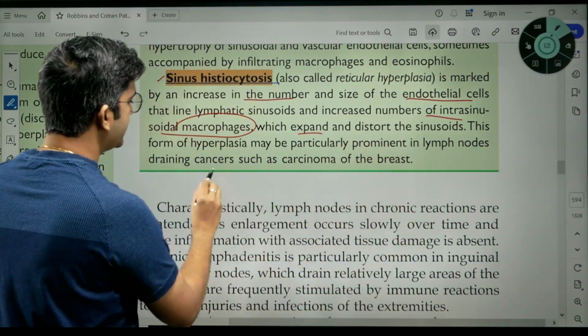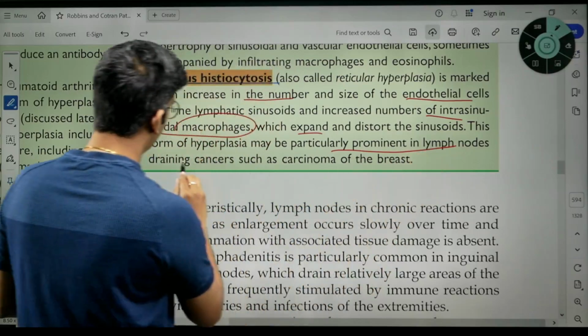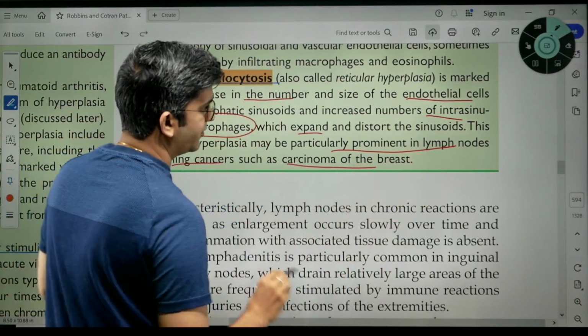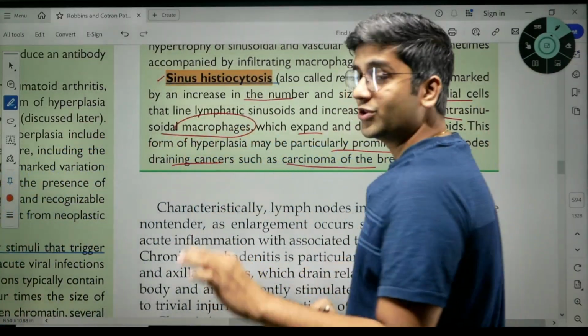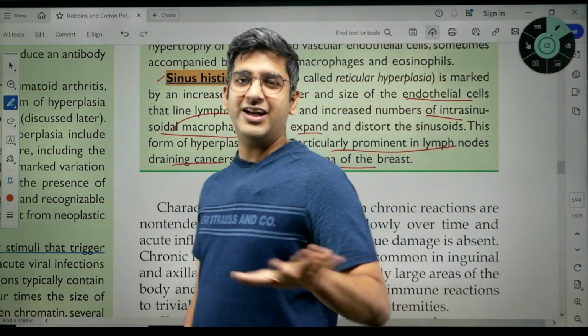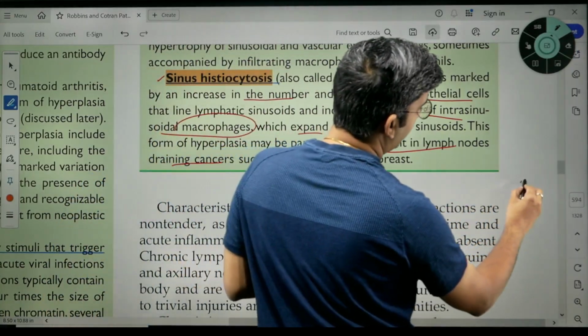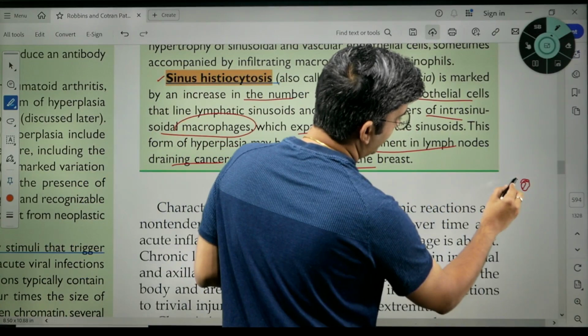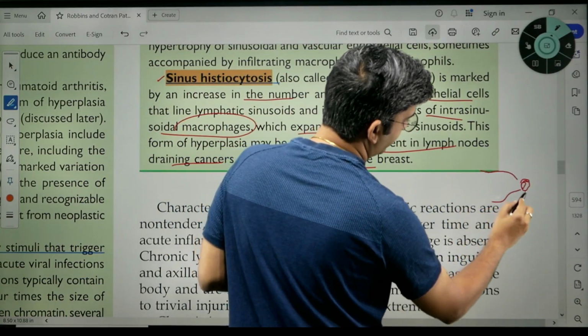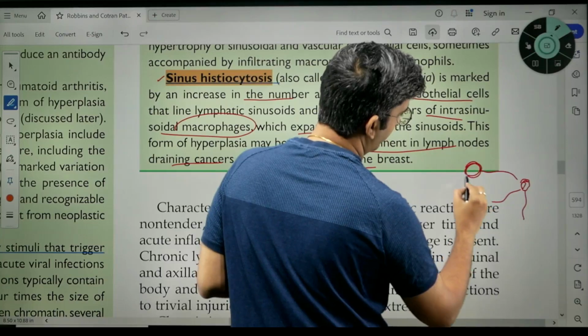The classical places here: prominent lymph nodes draining cancers, like carcinoma of breast, right? I'll explain this to you. It's a very beautiful concept. You have to understand. Once you understand, you'll never ever forget it. It's not only here, you can extrapolate to multiple things, right? Let's assume I'm having a breast cancer here. And this breast cancer is drained by lymphatics here, okay? Which goes to a lymph node here, fine?